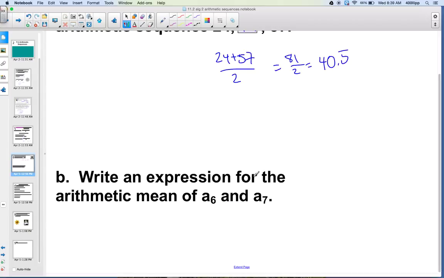So write an expression for the arithmetic mean of a sub 6 and a sub 7. Okay, so that's just going to take these two, and you'll take a sub 6 and a sub 7, and you're just going to plug it into the same exact thing here. So you'll take a sub 6 plus a sub 7 and divide that by 2. We just plugged it into our formula.